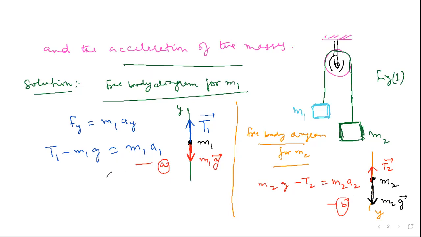Now let us move to the ideal condition. We are saying that this string is massless and pulley is frictionless and massless. Because of that, what happens? The motion of M2 is matched by the motion of M1. That is, the acceleration of M1 and acceleration of M2 are same. One thing. Second thing, the tension on M1 and tension on M2 is same.